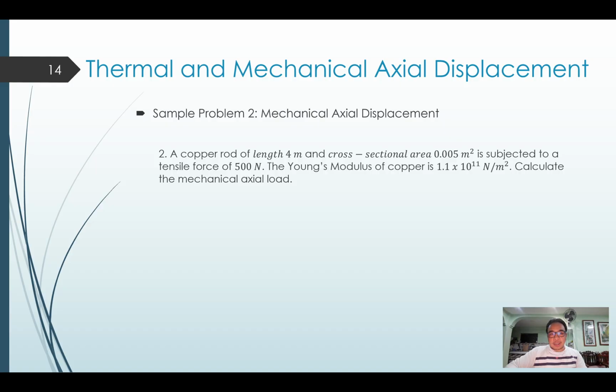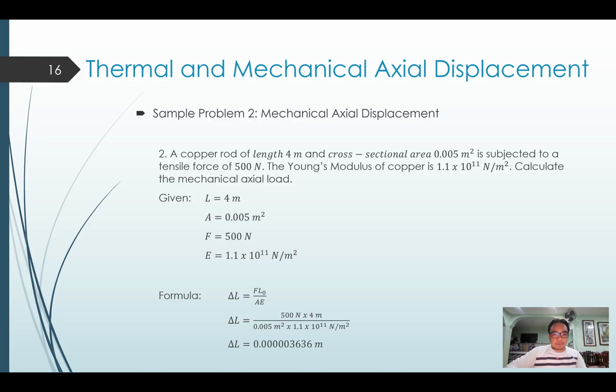Now let's calculate the mechanical axial displacement. We have the given length is equal to 4 meters. Cross-sectional area is equal to 0.005 meter squared. The force is equal to 500 Newton, and the Young modulus is 1.1 times 10 raised to 11 Newton per meter squared. We have the formula: change of length is equal to force times length L₀ all over the area and the Young modulus. And computations will give us the mechanical axial displacement of 0.00003636 meter.